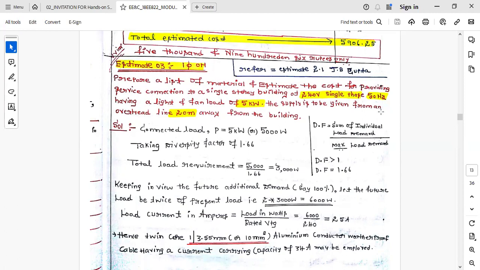Load current we need to find out. I is equal to P by V formula. P is 6000 divided by the rated voltage 240, which is equal to 25 ampere. For this current we need to find the diameter of the conductor, that is an aluminum conductor, with the help of the table. For this 25 ampere, I'm going to choose 10 square mm or 1 bar 3.55 mm aluminum conductor weatherproof cable having a current carrying capacity of 34 ampere may be employed.